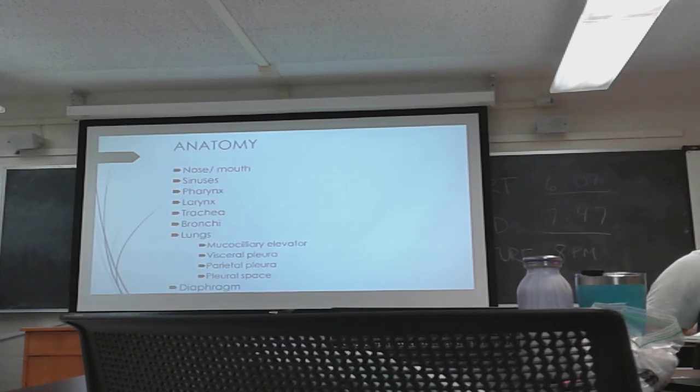Visceral pleura, anybody remember that from anatomy? It's the serous membrane that covers the surface of each lung, and it dips into the fissures that are between the lobes. The parietal pleura is the outer membrane, which is attached to the inner surface of the thoracic cavity, and it separates the pleural cavity from the mediastinum.